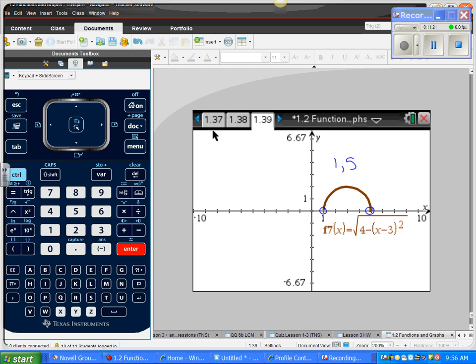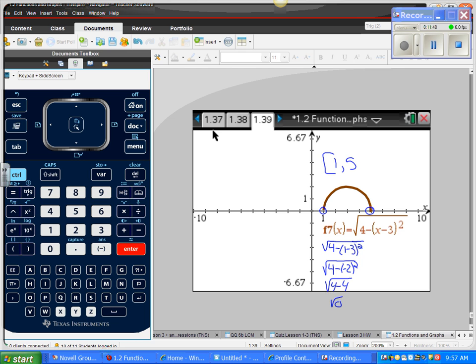So we're going to check 1 to start, and all you're going to do is plug it in. Remember, you cannot have a negative underneath a radical. So we get 4 minus 1 minus 3 is -2 squared. 4 minus -2 squared is 4. And we get the square root of 0. And that exists. We can use that value. So 1 works for us.